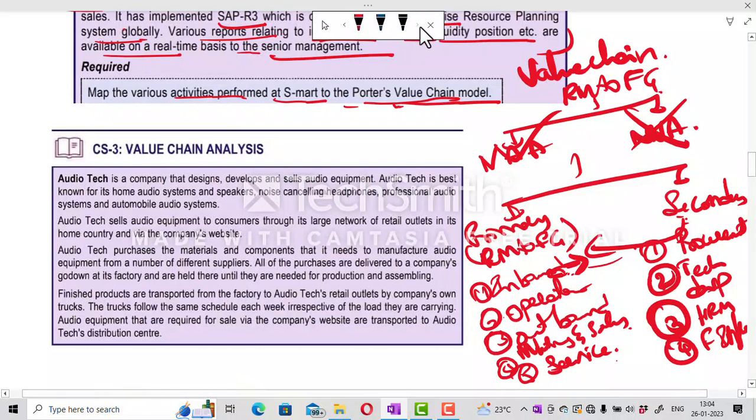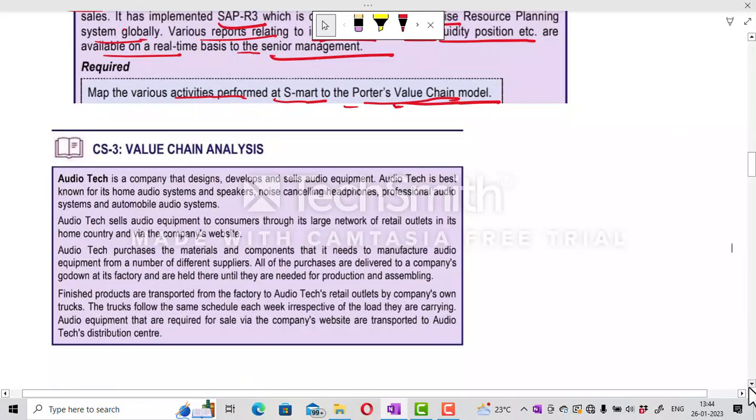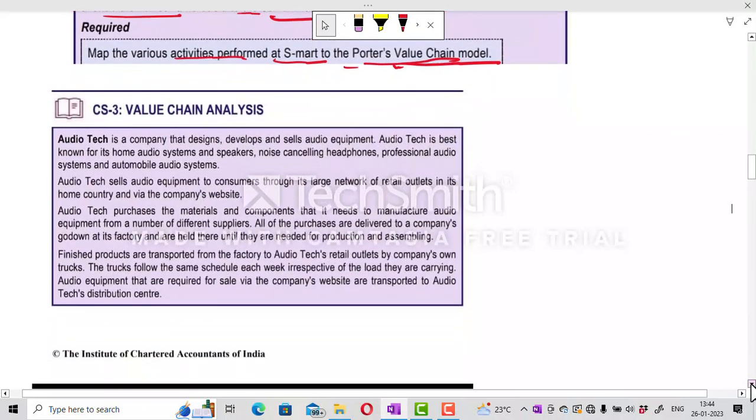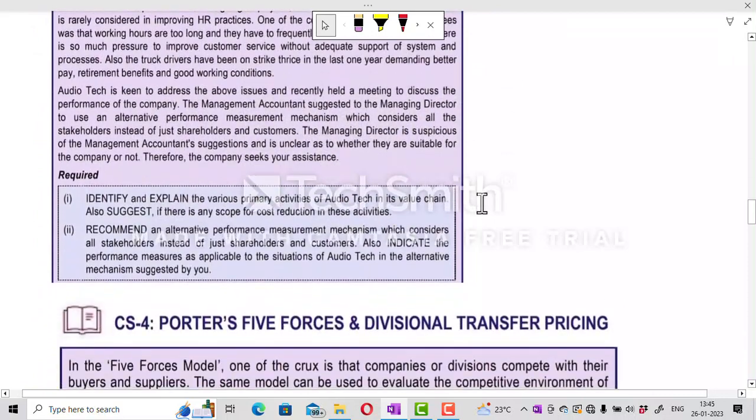Okay, well, then coming to the case study number 3. So the third question is regarding audio tech. We'll first find what are they asking. Identify and explain the various primary activities of audio tech in its value chain. Also suggest if there is any scope of cost reduction in these activities.